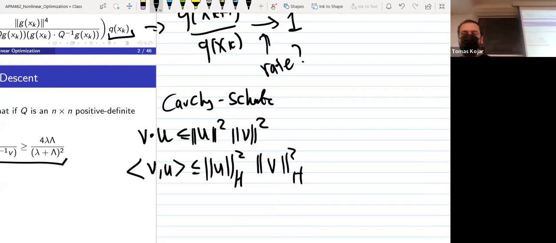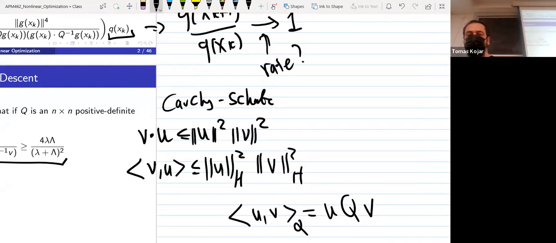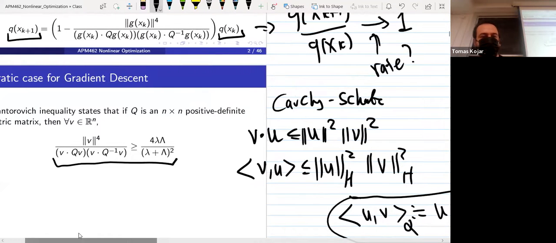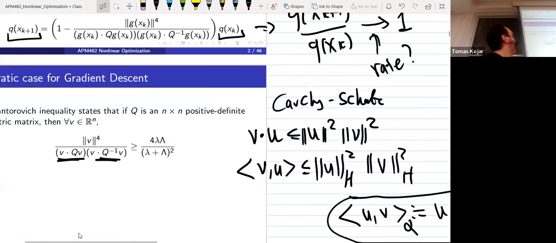So inner product, we define it for matrices, and this is the one we're using here. So Q(u,v). This defines an inner product, and this Kantorovich inequality, as you can see here, are your guys. You just apply Cauchy-Schwarz to this one. It's a little bit of work, so I'm not going to do it here, but I just want to tell you what the intuition is. All right, good.